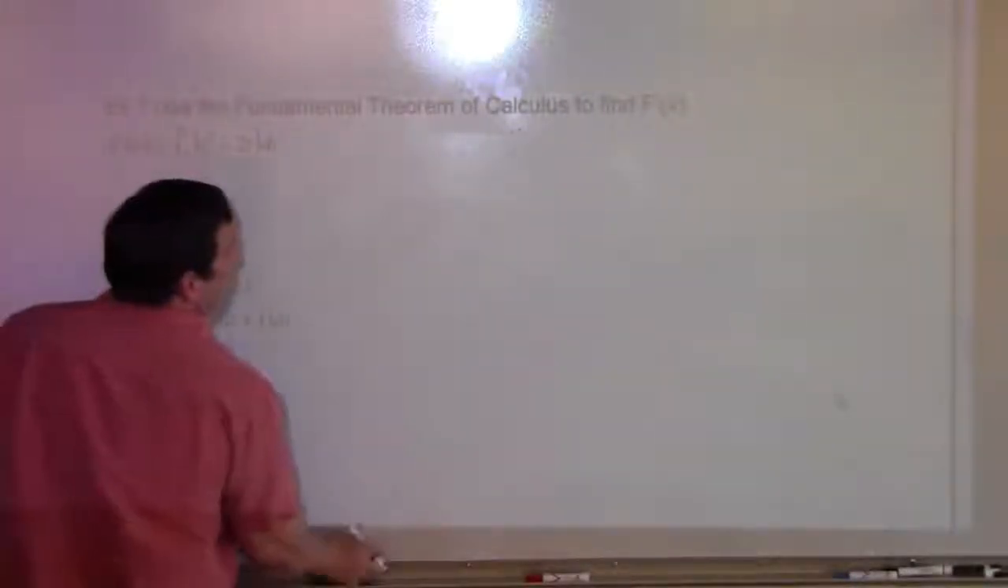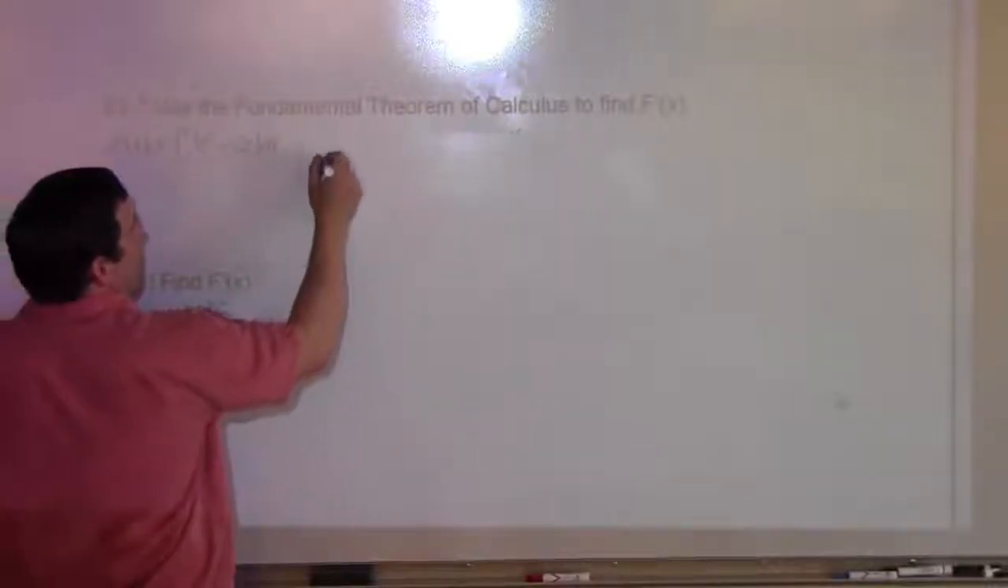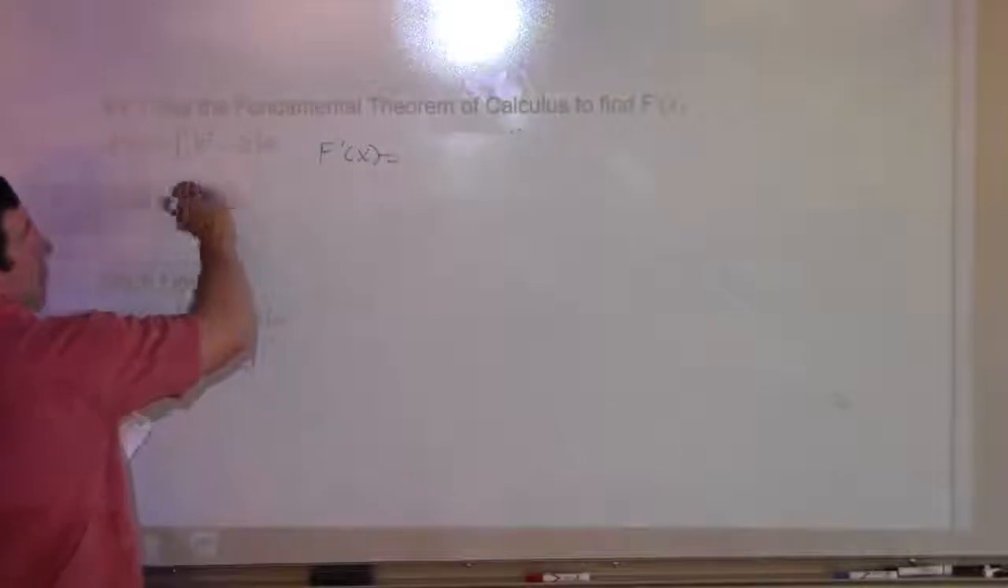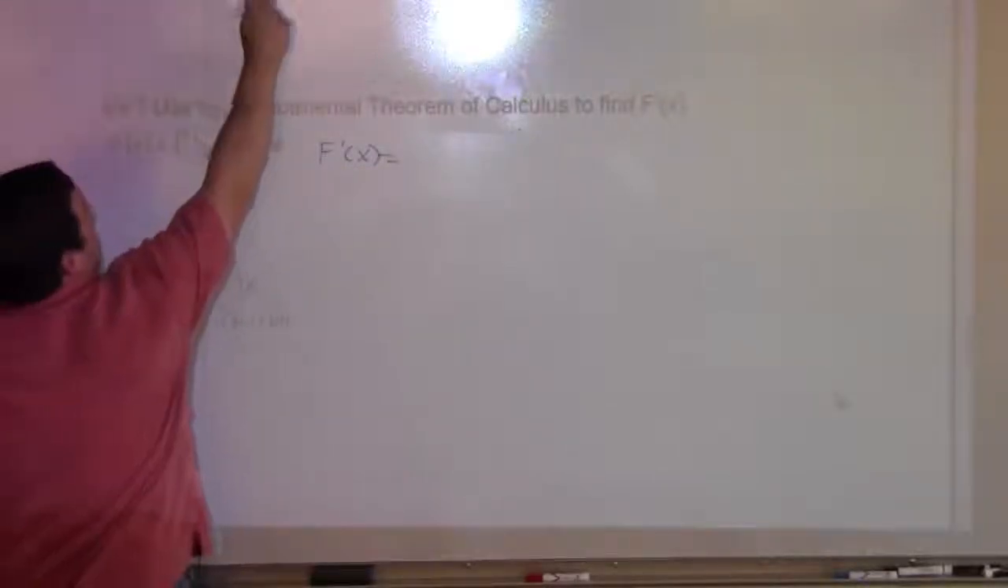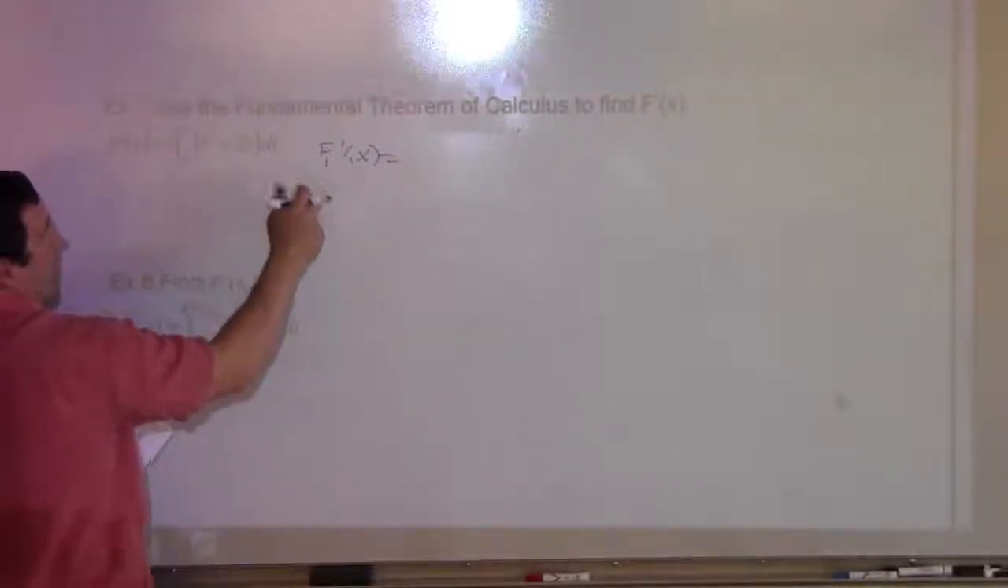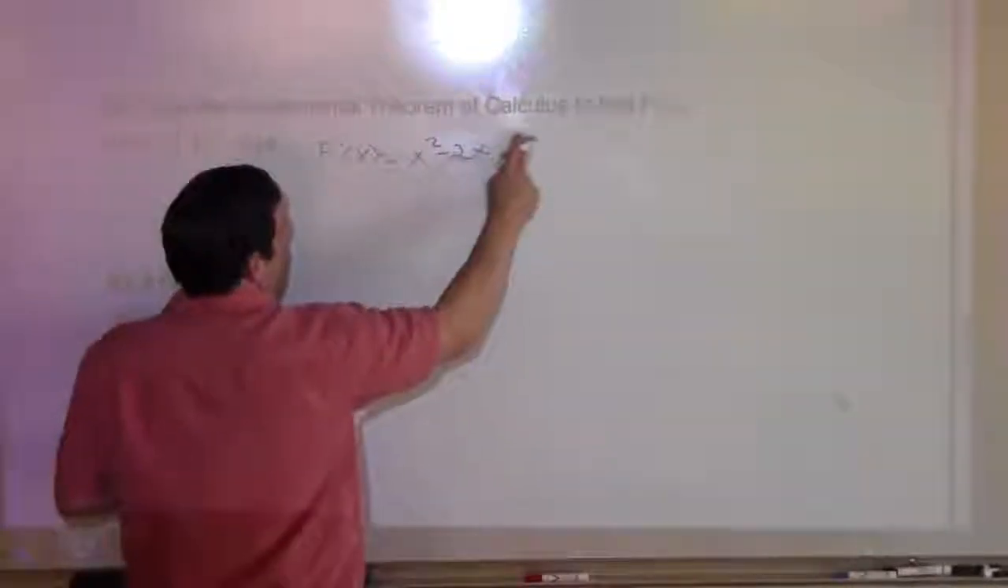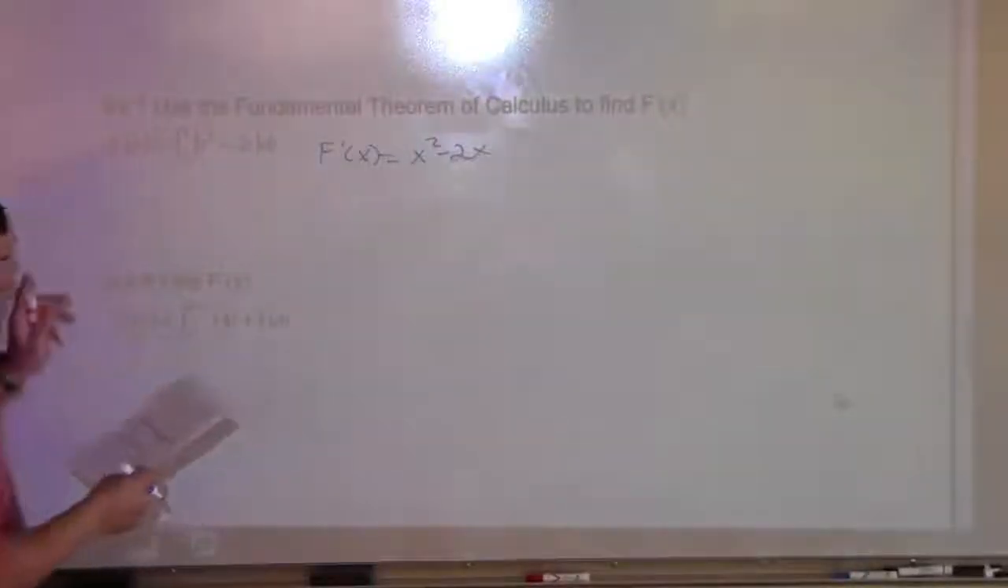Use the fundamental theorem of calculus to find F prime of x. Okay, so in this case, F prime of x is going to be what? Well, as we just said, little f of x is the derivative. This is just going to be x squared minus 2x. Now we can make this longer.